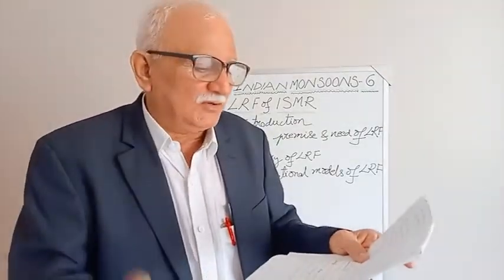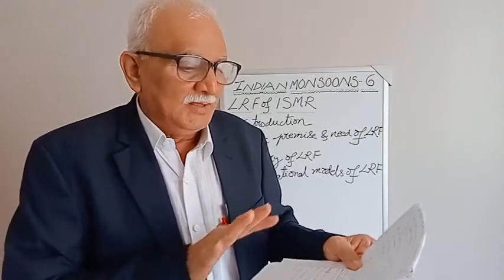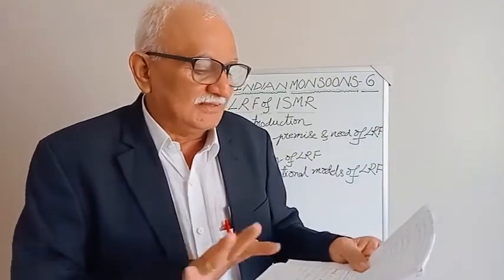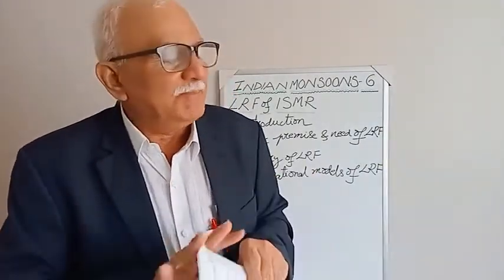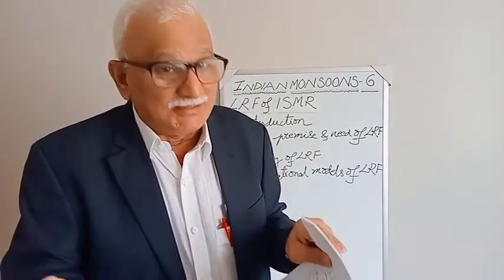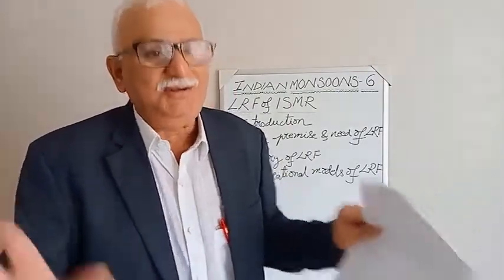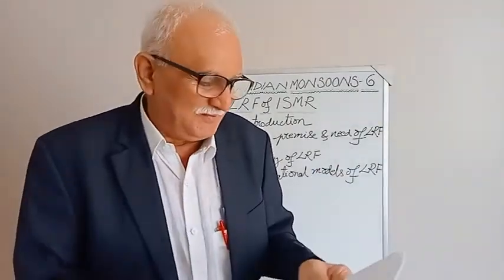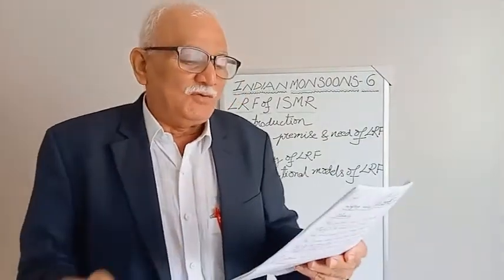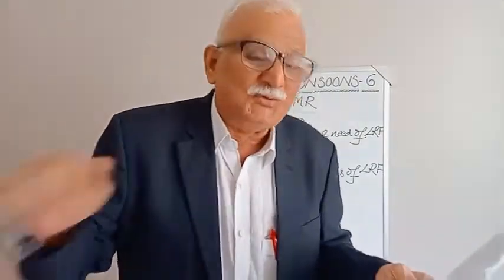Number 1, the first stage forecast issued in April. It consisted of forecast for seasonal rainfall over the country as a whole. In April, in the year 2000, this had happened. Country as a whole, in the month of April, it is being given. Then, in the second stage, forecast issued in the end of June.